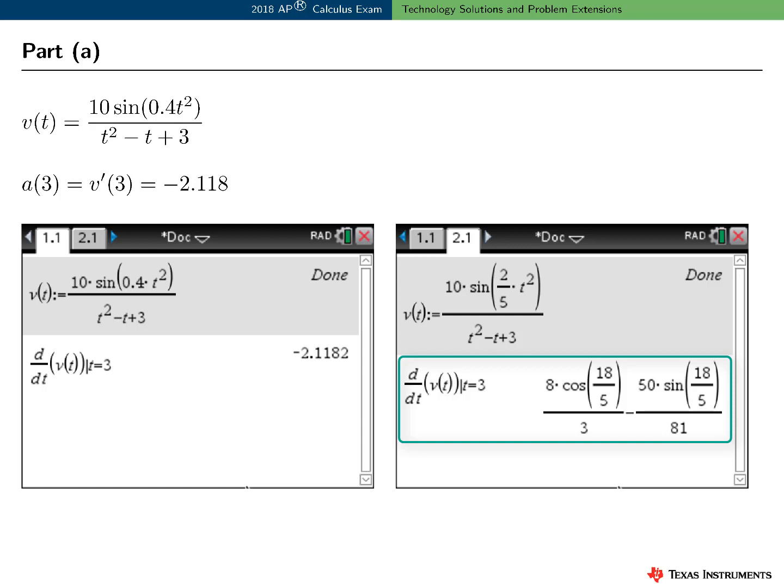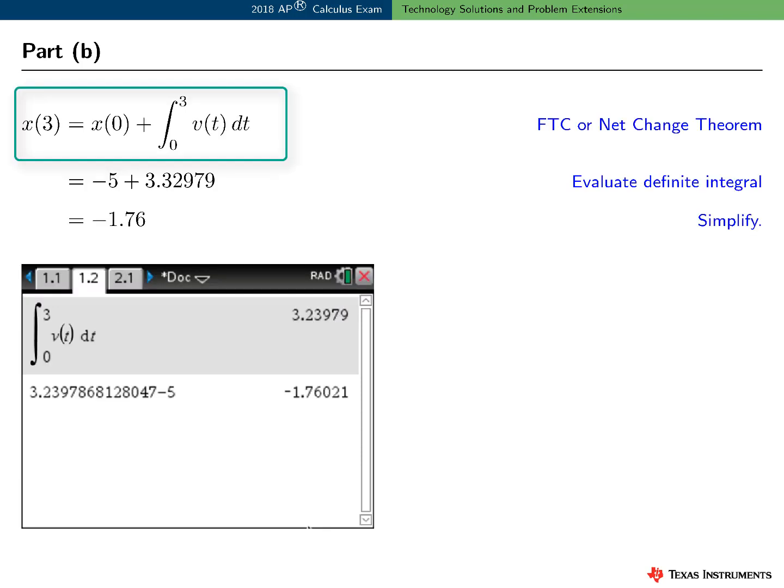Note that some students actually found a derivative by hand here and substituted t equal 3. Although longer and susceptible to more errors, this is a valid solution. In Part B, we need to find the position of the particle at time t equal 3. I solved this problem by using the fundamental theorem of calculus and solving for x of 3.